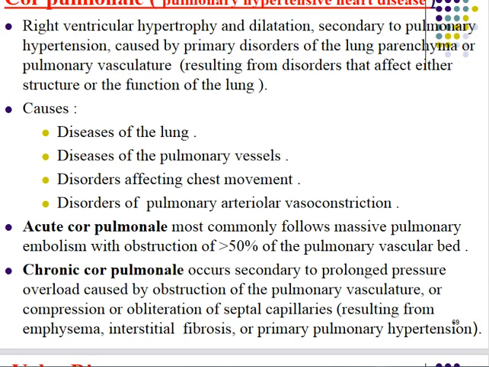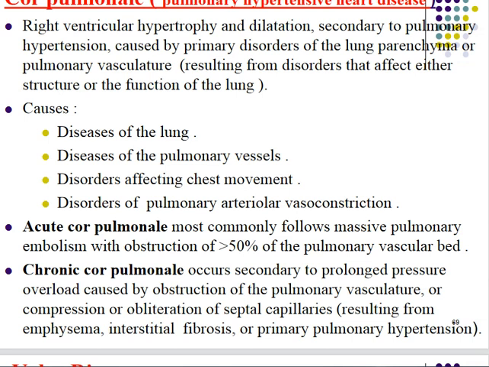So acute cor pulmonale most commonly follows massive pulmonary embolism. That is to say, massive sudden pulmonary embolism with obstruction of more than 50% of the pulmonary vascular beds results in acute pulmonary hypertension. And this acute pulmonary hypertension will reverse its effect on the right side of the heart, resulting in acute cor pulmonale.